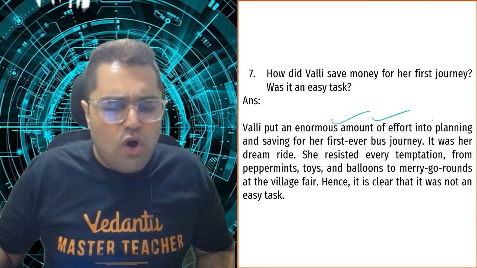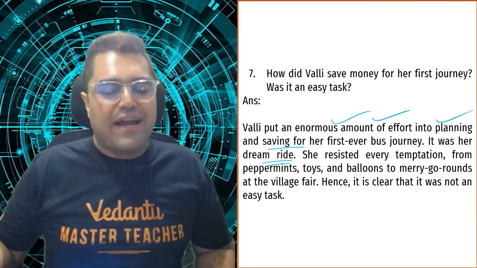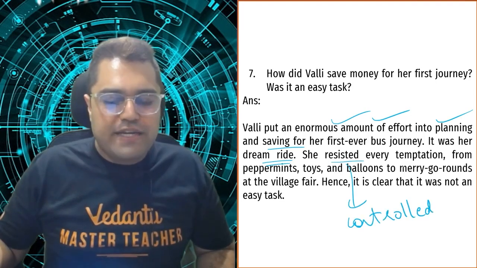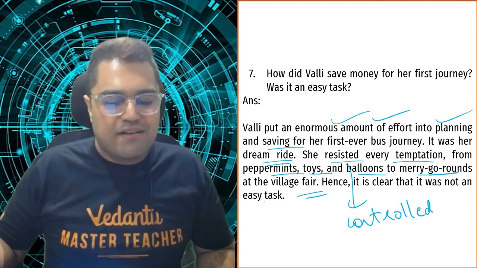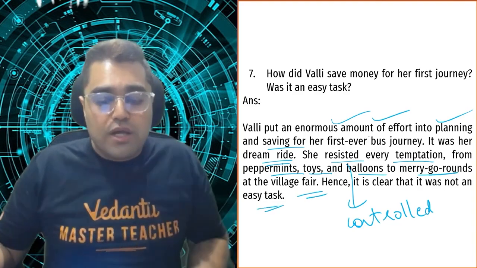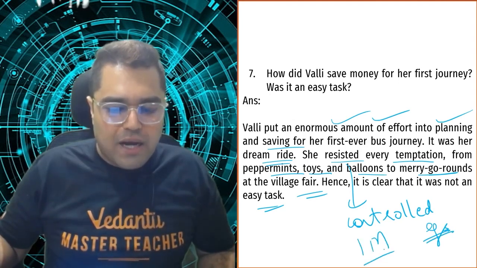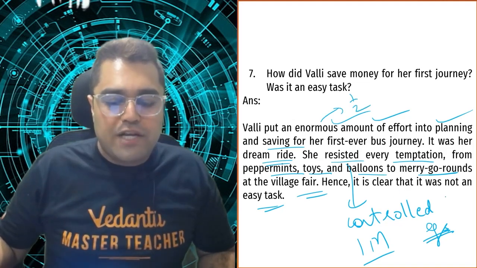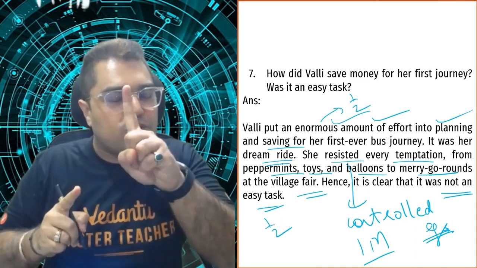Vali put an enormous amount of effort into planning and saving. It was her dream, right? She resisted. Resisted means controlled every temptation, from peppermints, toys and balloons to merry-go-rounds at the village fair. Hence it is clear it was not easy. So you have to give examples. This will fetch you 1 mark. The fact that you say she put in an effort, half mark, and it was not an easy task, half mark. You have to give a yes or no. That will also carry half mark.